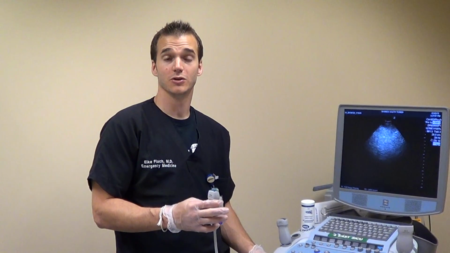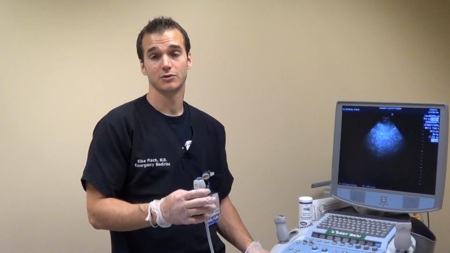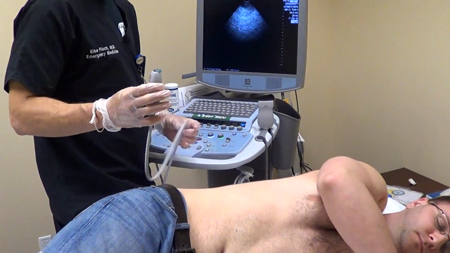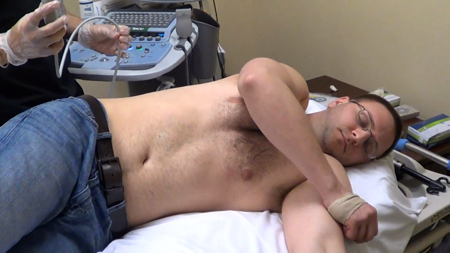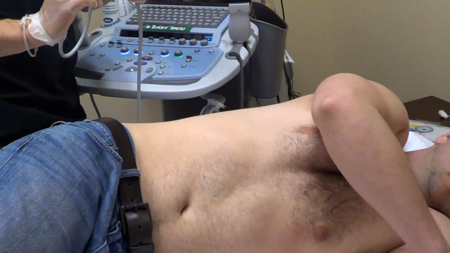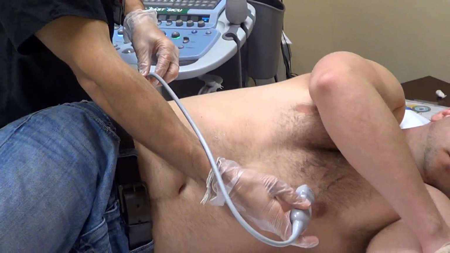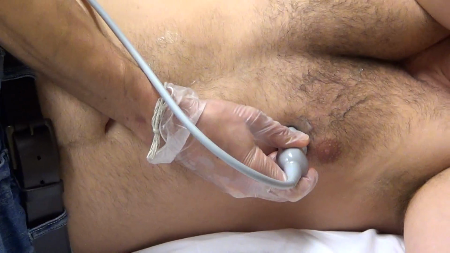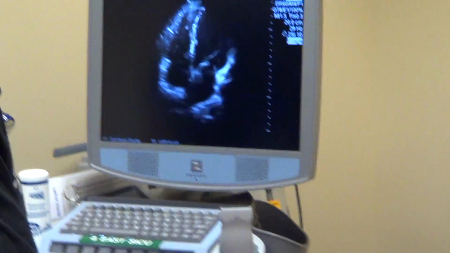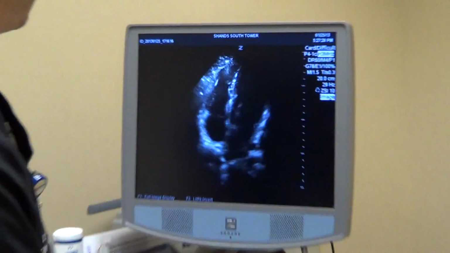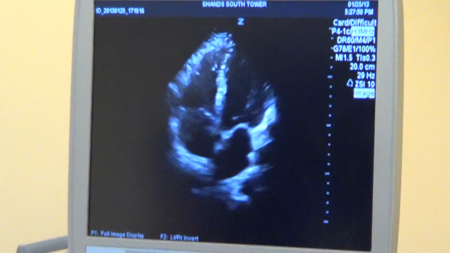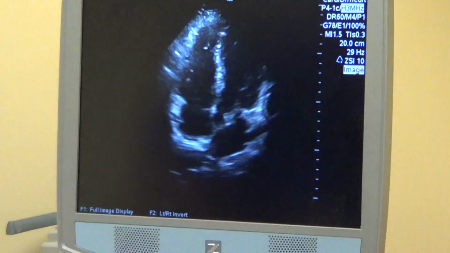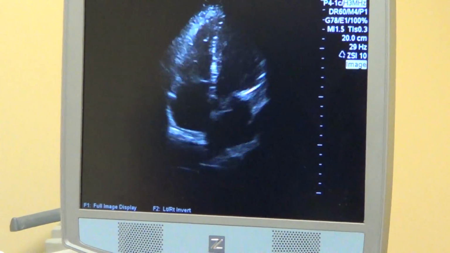Today we're going to be learning how to assess the right ventricle for dysfunction. The best view for right ventricular assessment is the apical four-chamber view. Once an adequate apical four-chamber view is obtained, we compare right and left ventricular size and function.